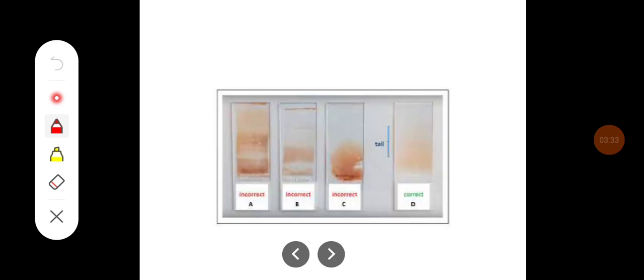So these are some examples of correct and incorrect slides. It has many striations, it has windows, and this is a thick smear with windows. Okay, and this is a nice smear with the head, body part, and tail, and there are no striations or windows.